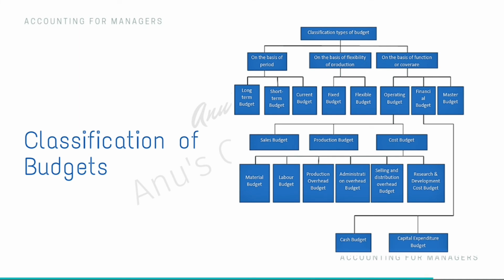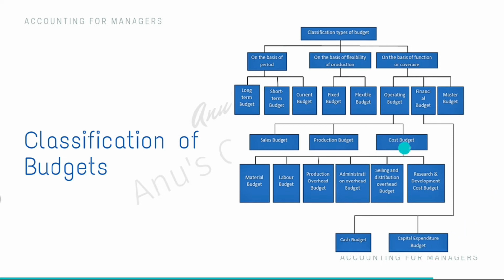So we have various types of classifications of budgets, and generally on the basis of period we can classify it as long term, short term, or current budget. On the basis of flexibility we can say it is flexible or fixed. On the basis of coverage, it could be an operating budget, a financial budget, or a master budget. Operating budget is further classified into sales, production, or cost. Financial budget can be classified into cash budget or capital expenditure budget.